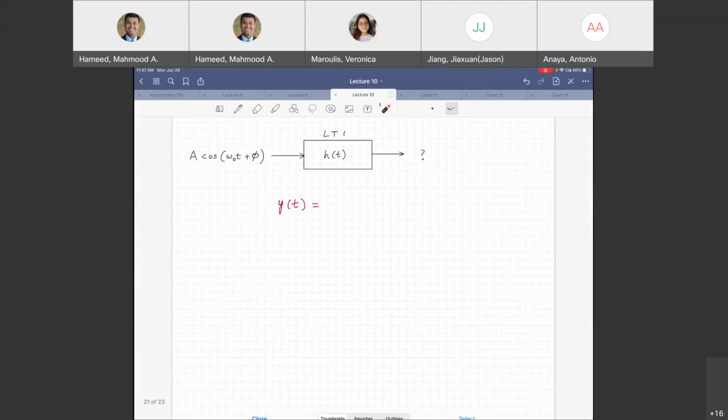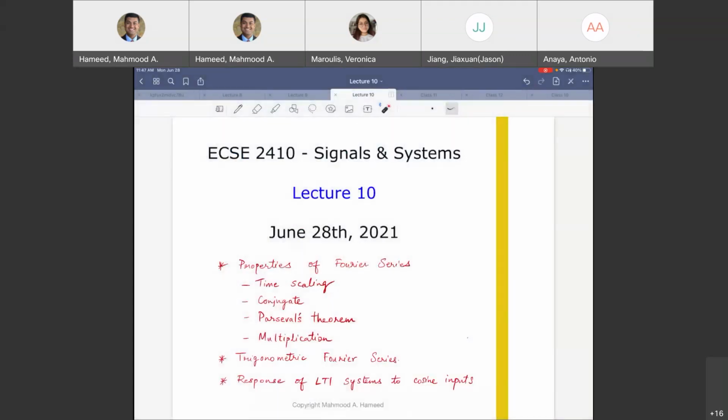Let me go back here. Let's start lecture 10. Few minutes left. We are going to continue our properties. After this lecture, whatever we have left is the properties of Fourier series. Then we'll get into the Fourier transform. So the symmetry properties of Fourier series will be what is left after this.